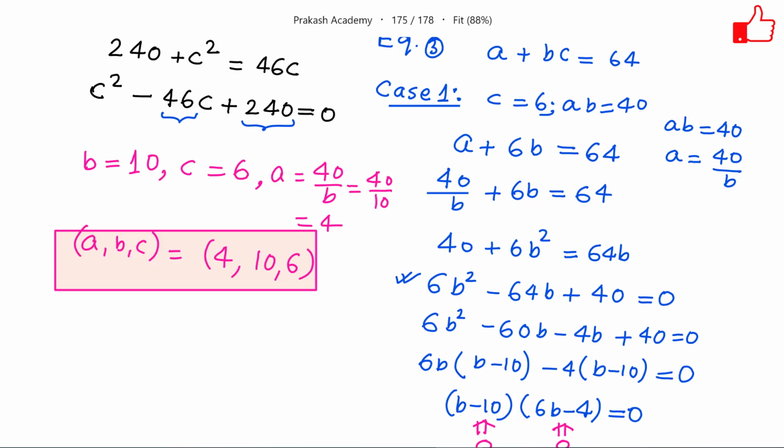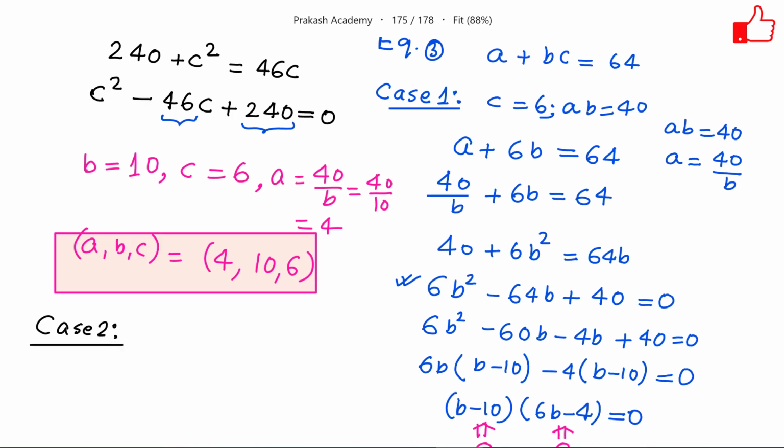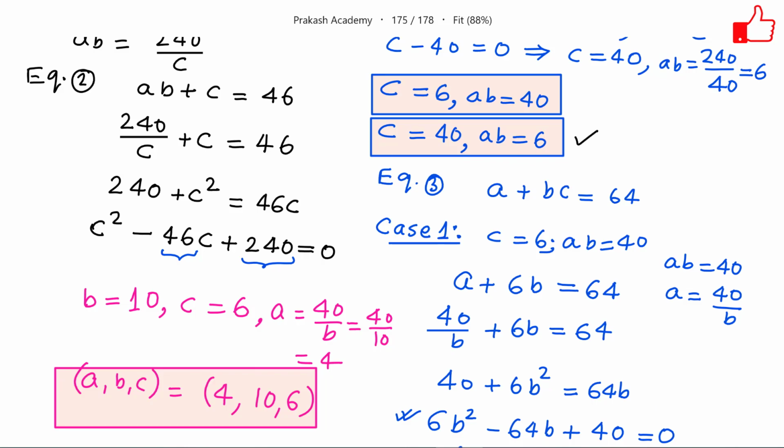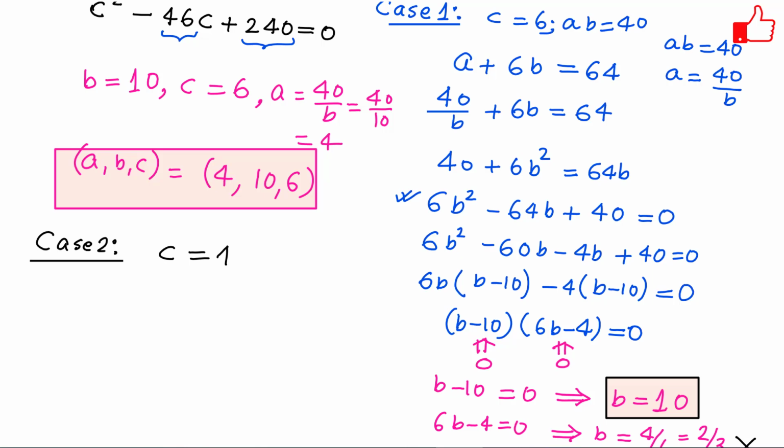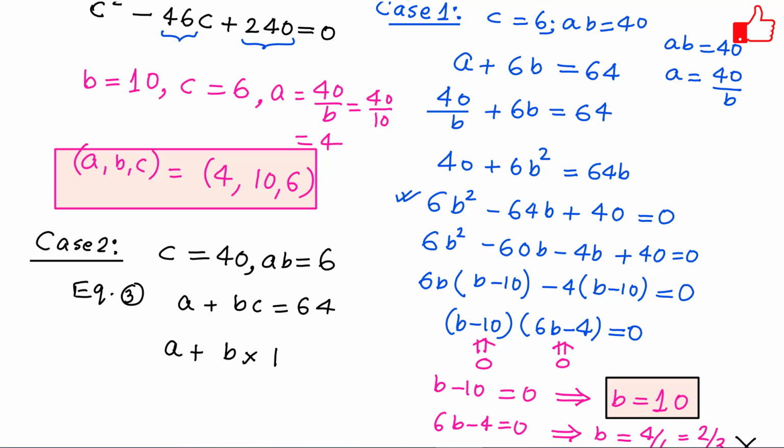Now let us consider the second case. In the second case, what was the solution? C is equal to 40 and AB is equal to 6. Now what was the third equation? We used equation 3, and equation 3 was A plus BC is equal to 64. Now let us plug the value of C. So this becomes A plus B times 40 is equal to 64.